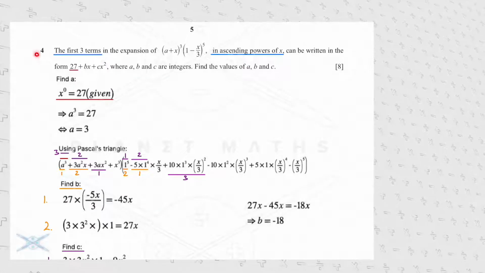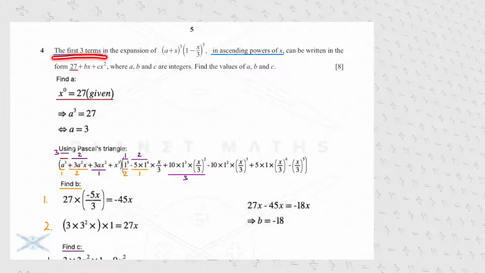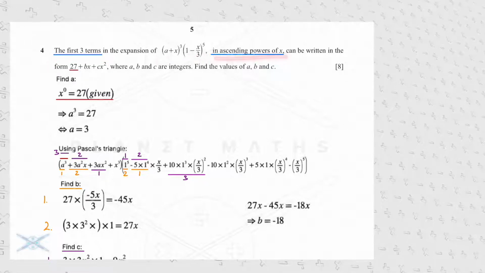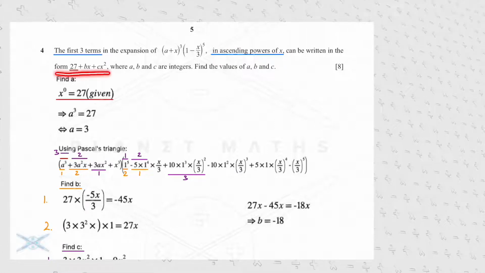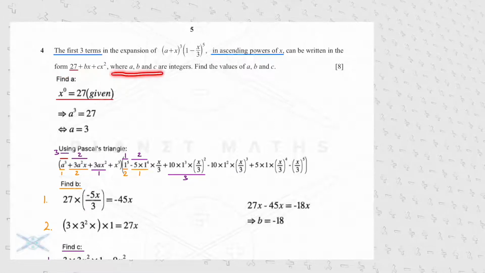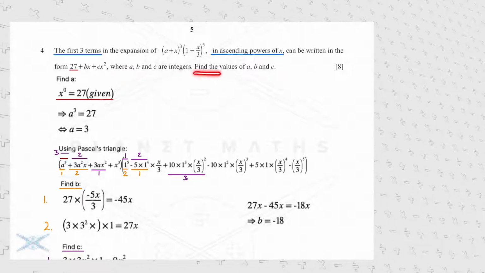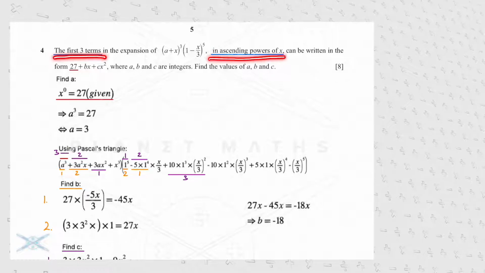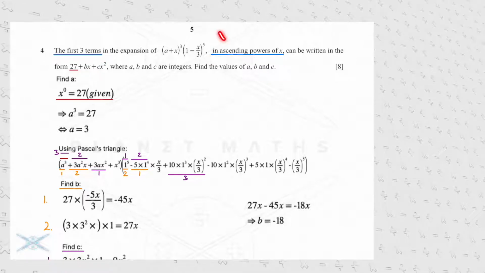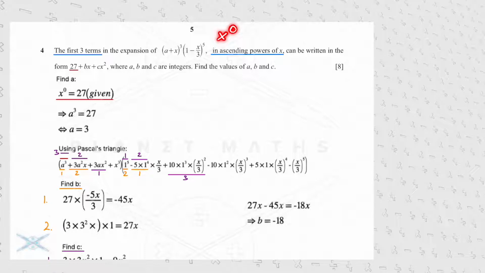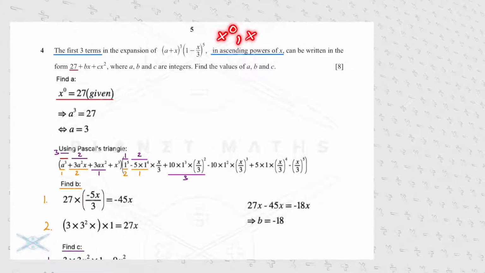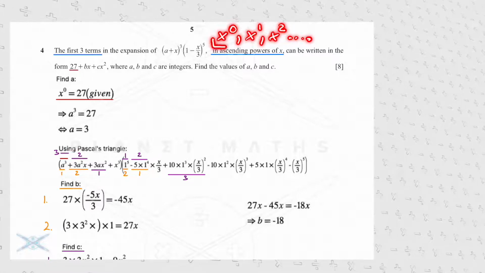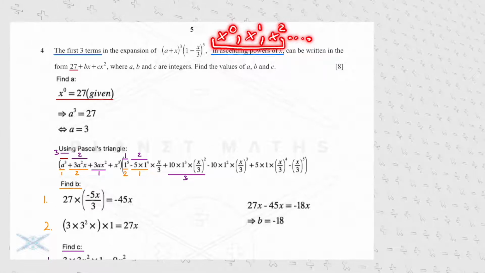Moving on to exercise 4, here it is stated that the first three terms in the expansion of this expression in ascending powers of x can be written in the form 27 plus bx plus cx squared, where a, b and c are integers. We are supposed to find the values of a, b and c. The key phrase here is the first three terms in ascending powers of x. Ascending here means that we start with x to the power of 0, continued by x to the power of 1, x to the power of 2, and so on. And these in our case already are the first three powers of x.